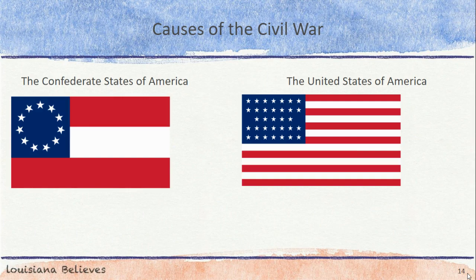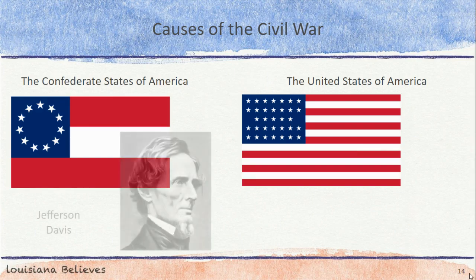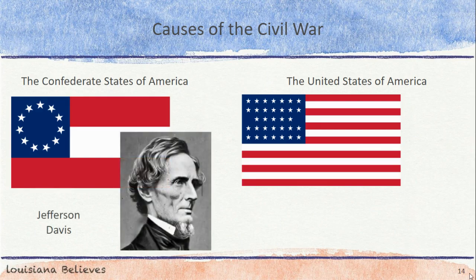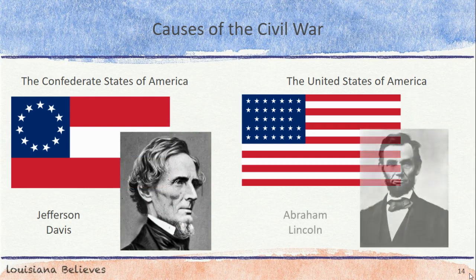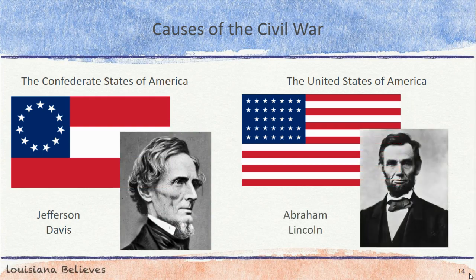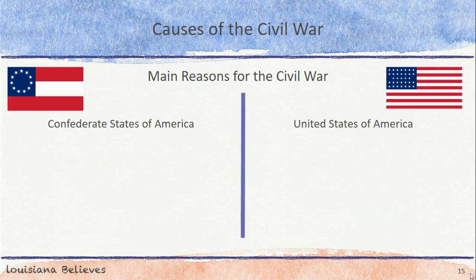The Confederate States of America, consisting of 11 southern states, created a new flag and elected a new leader, Jefferson Davis. The United States of America consisted of the remaining states, with Abraham Lincoln as president. Let's identify the main reasons for the Civil War. We will summarize them in a T-chart.